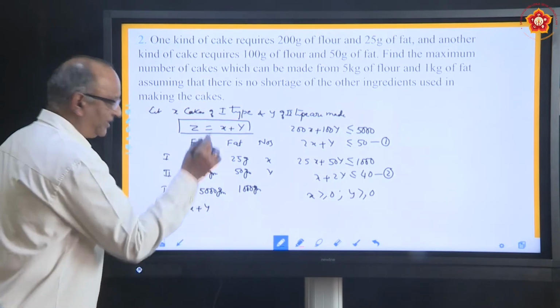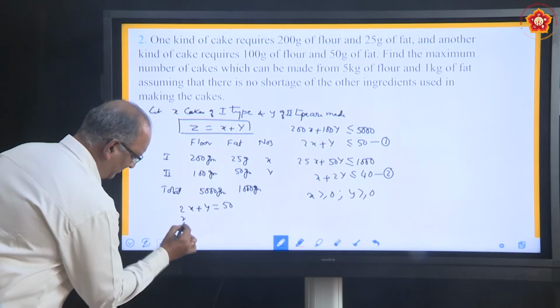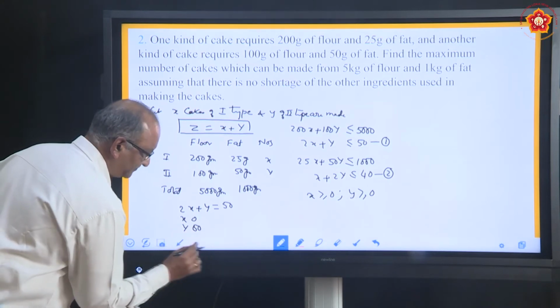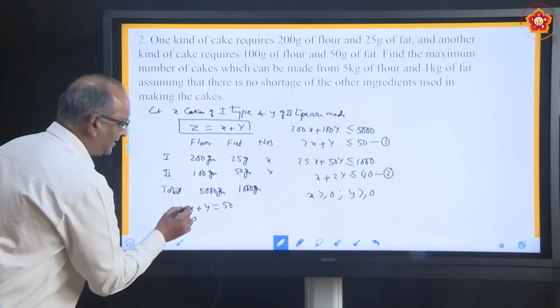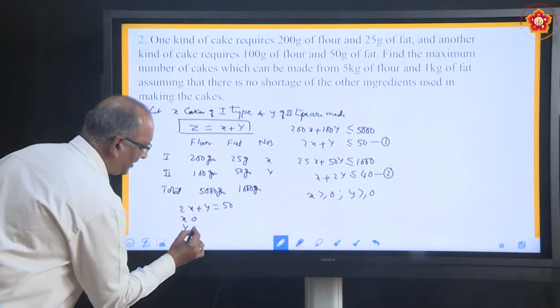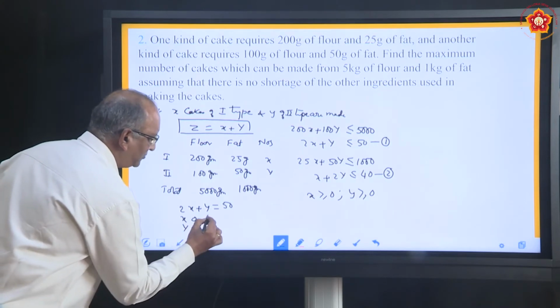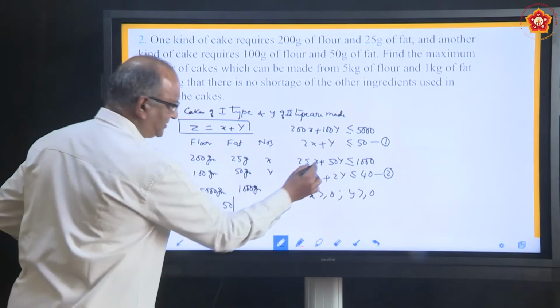What do we do? We convert into equation equal to 50. So, x and y values you take, x is 0, y is 50. If you substitute x equal to 0, you get y equal to 50. Substitute y equal to 0, you get x equal to 25. 2 points are enough. Take the second one. What is the second one?